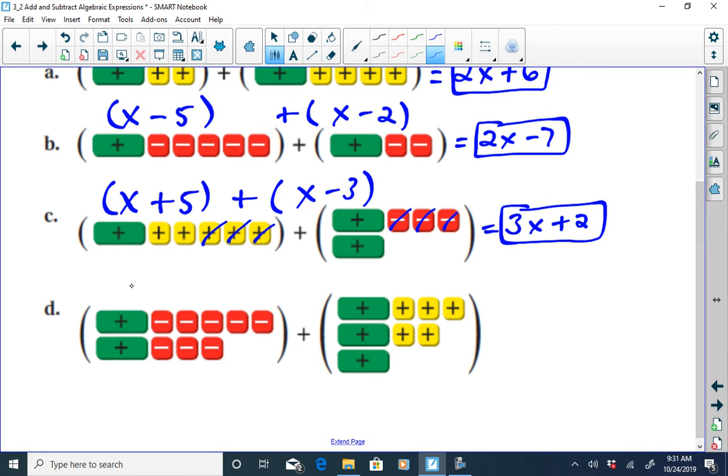Here I have 2 x's, and 1, 2, 3, 4, 5, 6, 7, 8 negatives, so that's 2x minus 8. And then we have plus 3x plus 5. Once again, you're going to have some zero pairs because I have opposites.